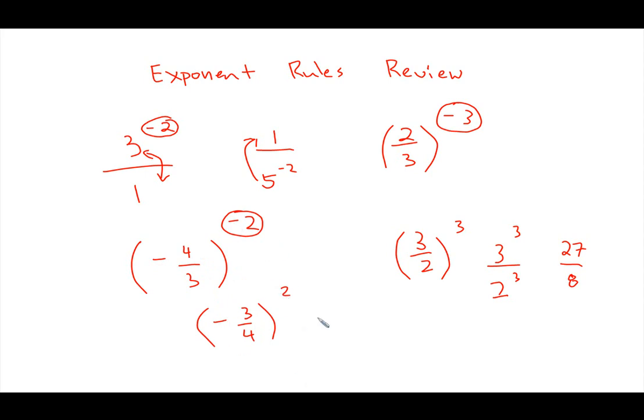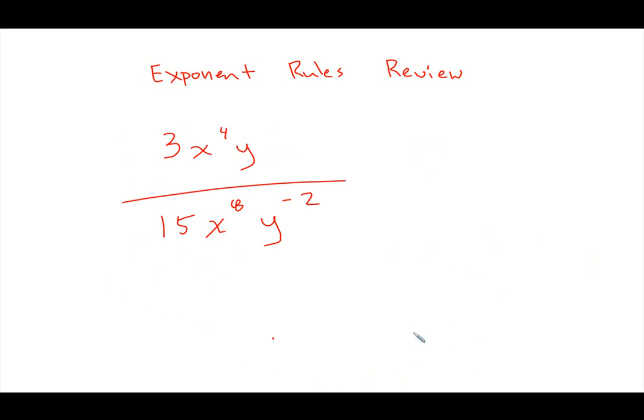And then you just work this out: negative 3 over 4 times negative 3 over 4. So then we're going to end up with positive 9 over 16. Or another way you could have worked this out, you could have thought of it as negative 3 to the second power over 4 to the second power. So then that's going to end up being 9 over 16. Okay? So there are different ways to continue working out the problem, in terms of how you want to write it.